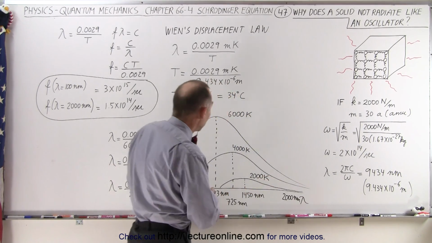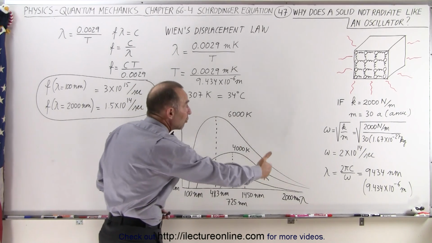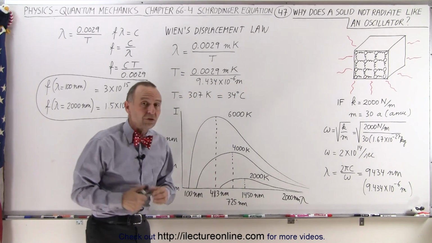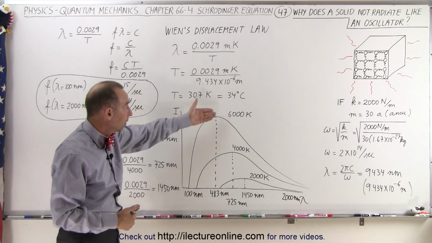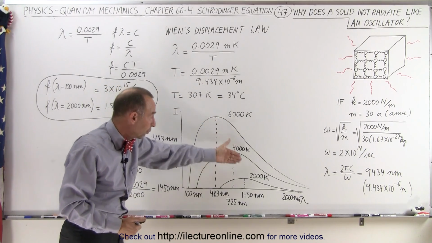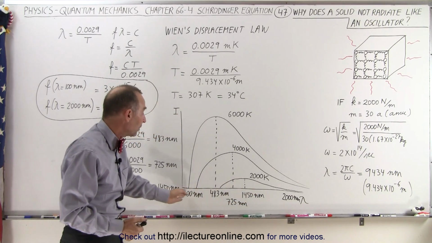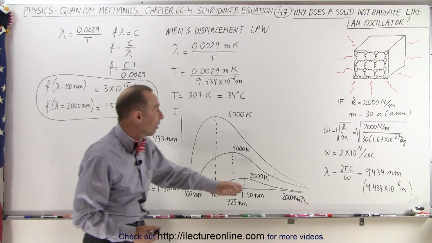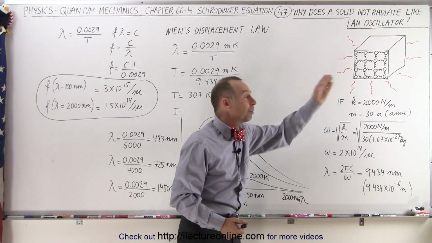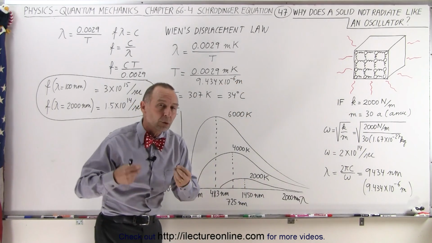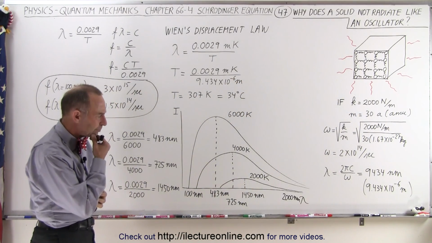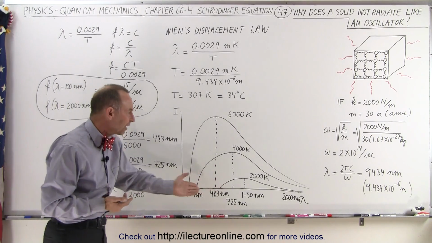because if we take a look at the black body radiation curves of the emission of a solid at various temperatures, if the temperature goes up to 6,000 or 4,000 or 2,000, we can see that the predominant wavelengths coming from those are very different from the wavelengths we would be getting from an oscillator if it was purely a quantum mechanic oscillator. So you can see that the wavelengths are very different.